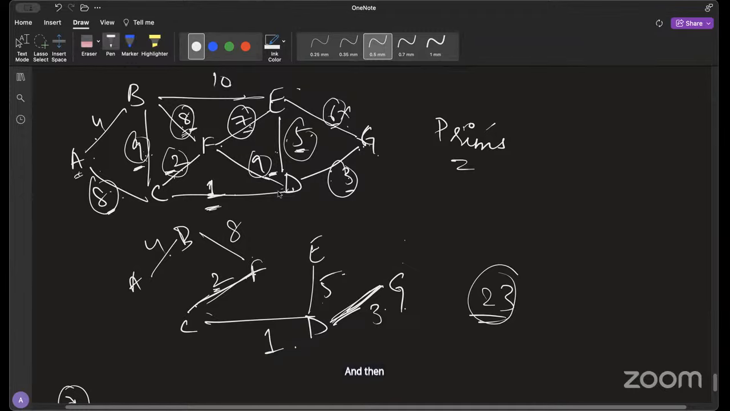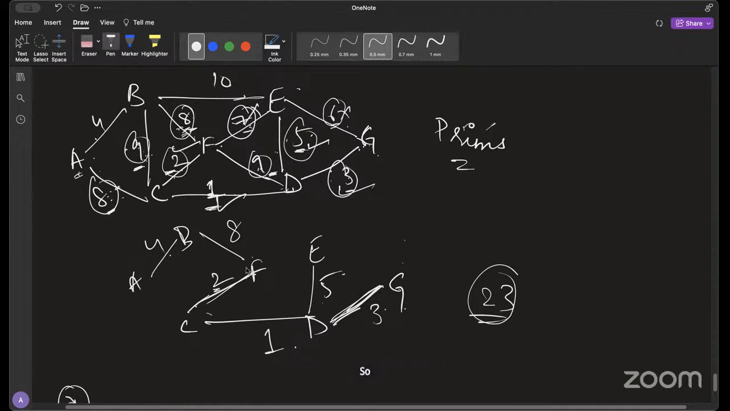And then out of the left ones, because this is already done, this is done, this is also done, you're only left with these things, right? So you have to choose out of these only. But if you choose 7, then there'll be a cycle. So you can't choose this one. If you choose 8, so 8 is actually lesser than 9. So you should choose an edge with weight 8. So either you will choose this edge or you will choose this edge.